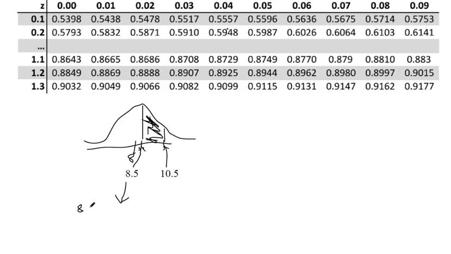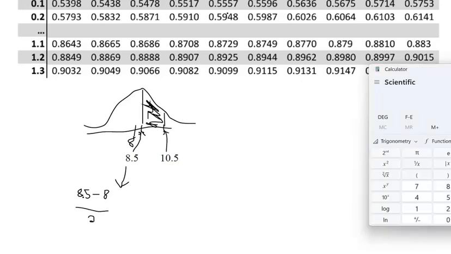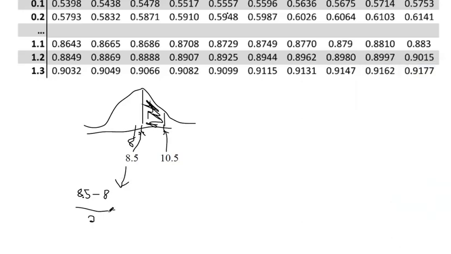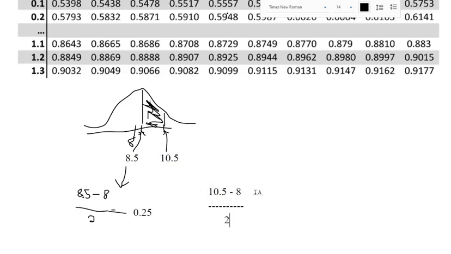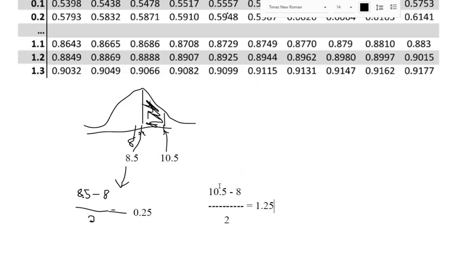We take the particular number we're transferring to a z-score. We subtract it by the mean, which is 8, set up above. And then you divide by the standard deviation, which up above it said was 2. So once you make that computation, you get 0.25. So that's the first z-score. Next one I'll type out so it's easier. We get 10.5 subtracted by the mean, divided by the standard deviation. So that's 2.5 divided by 2. That's 1.25. So there's our two z-scores.